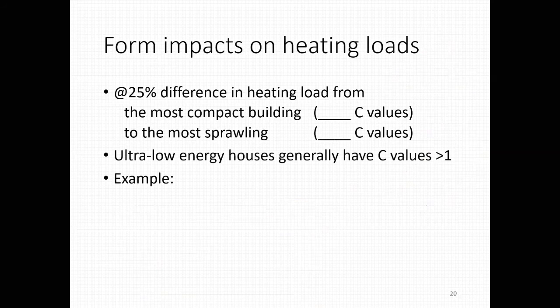For compactness, there's really only a 25% difference between the most compact building and the most sprawling building. Compact buildings have a higher number. Sprawling buildings will have a lower number. So ultra low energy houses will have a C value higher than 1, and we're not going to do an example for the sake of time, but C values greater than 1 for ultra low energy buildings.